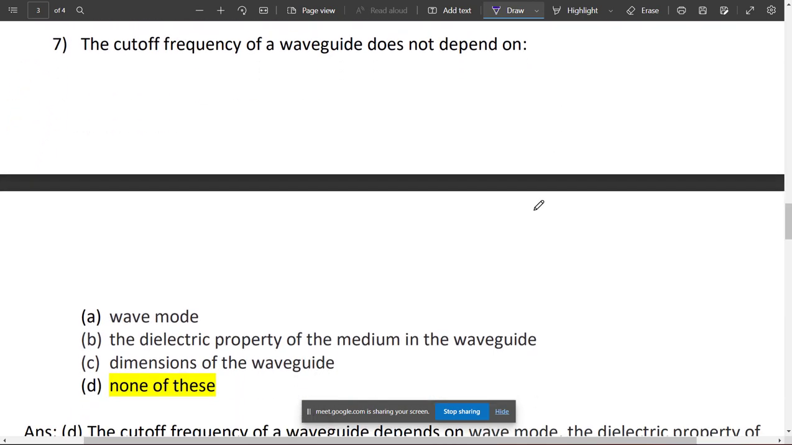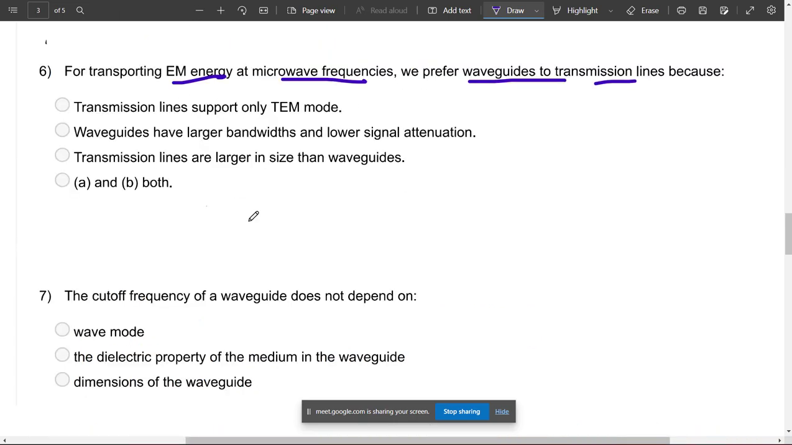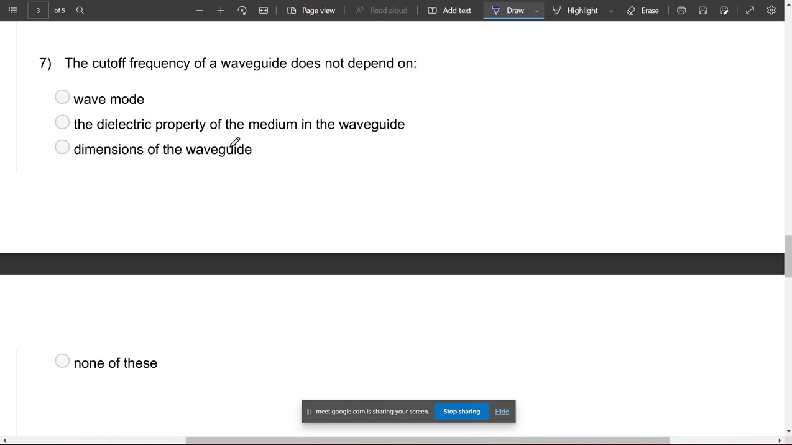चलो, question 7. The cutoff frequency of a waveguide does not depend on: wave mode, dielectric property of the medium in the waveguide, dimensions of the waveguide.